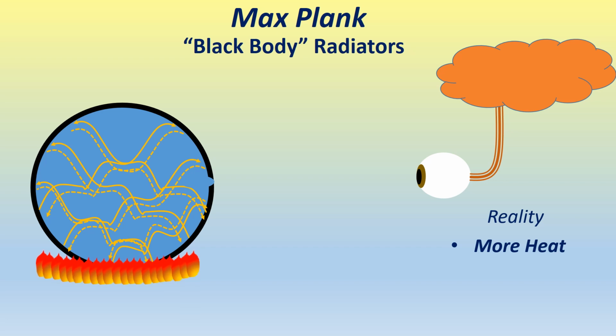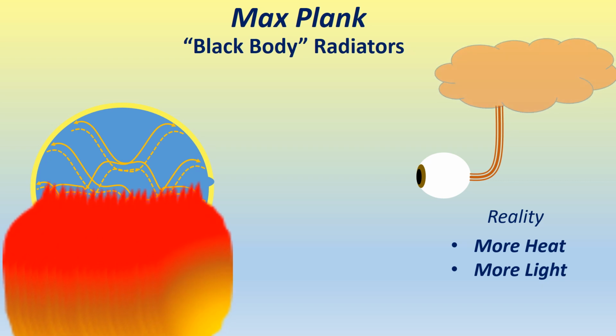What does change is the amount of light that goes through. As the heat increases, the number of photons of light that are transmitted increases, and eventually they overwhelm the receptors in the brain so that the eyes can't distinguish the colors of light anymore and everything looks white.